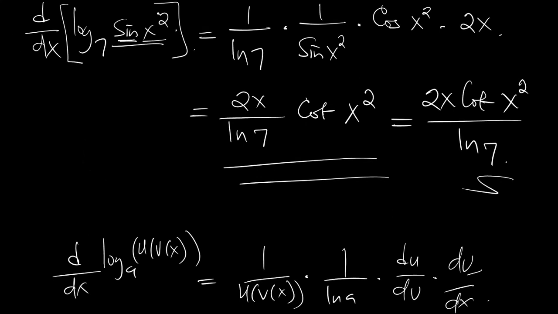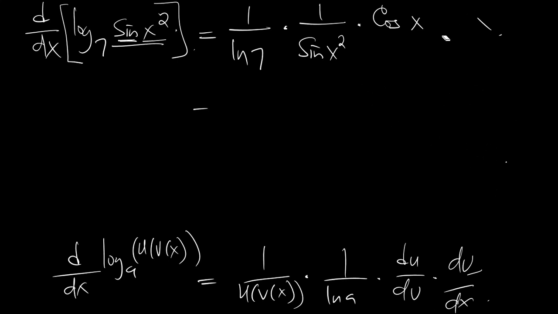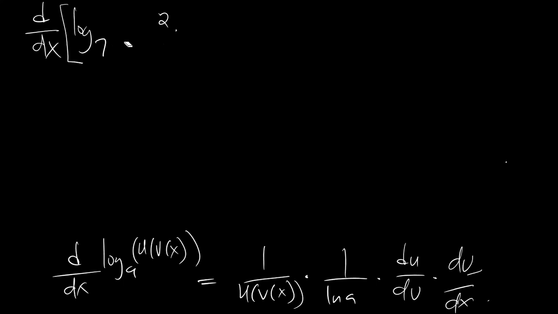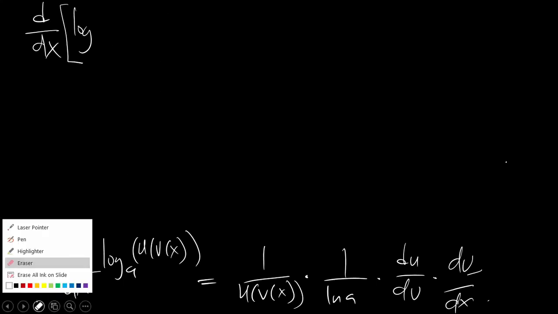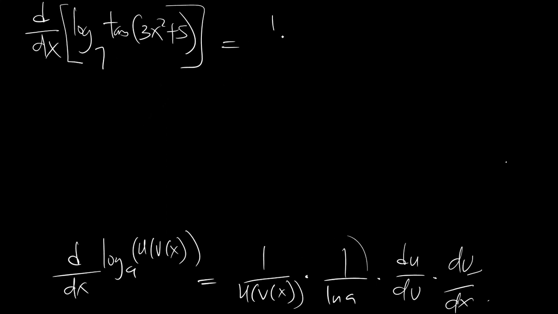So that is the final answer for that particular problem. Now let's go to the next question. Let me just clean here, and I will still use this same formula. Now let's clean. So you have still 7. This is tan 3x squared plus 5. So let's first write this, which is 1 all over ln 7, because 7 is your a here now.